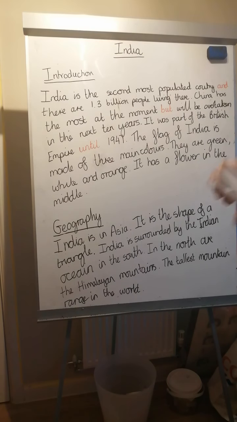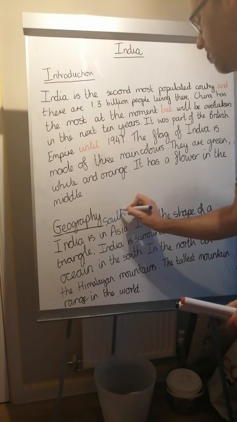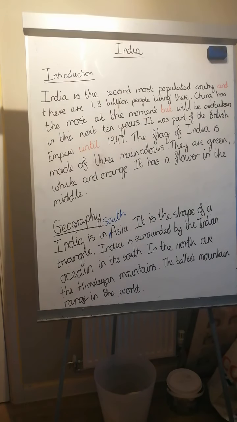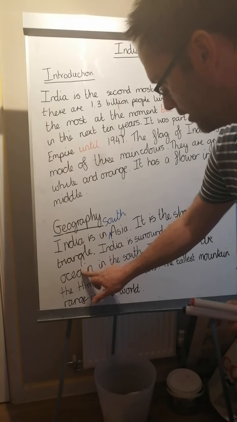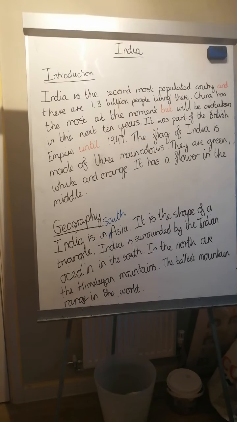So let's just have a go and read over this little bit down the bottom, see if we can improve it in any way. India is in, I am going to put South Asia. India is in South Asia. It is the shape of a triangle. Okay, India is surrounded by the Indian Ocean in the south. In the north are the Himalayan mountains, the tallest range in the world. And you can carry on. You can talk about the countries that are around it. Okay, does it have anything else in the countries?